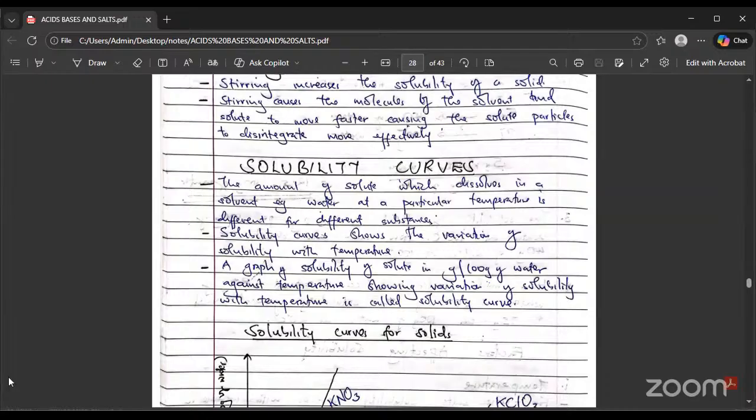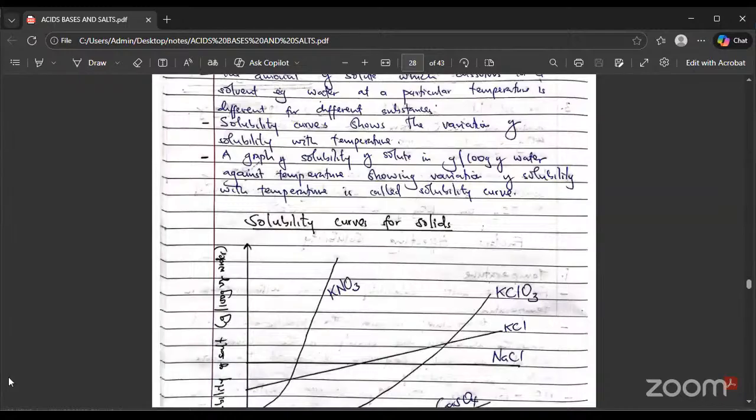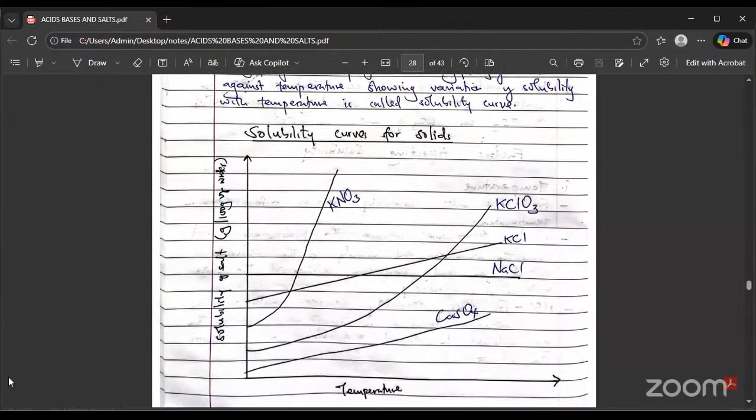Let's do the curve. Now, a graph of solubility of a salt in grams per 100 grams against the temperature, showing the variation of solubility with temperature, is called a solubility curve. So the solubility curve actually is the graph that will show this.